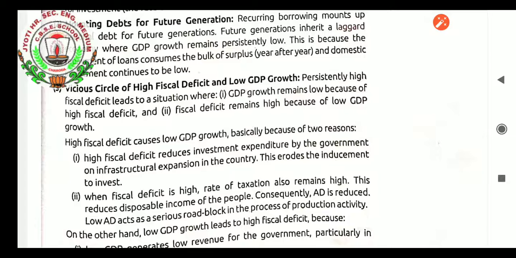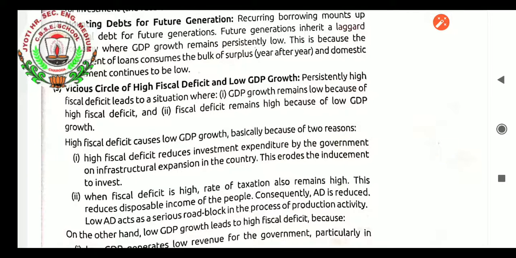Okay, so what we are seeing there: persistently means continuously, when the government is getting a fiscal deficit, year after year the people are doing tax evasion, they are not paying the tax on the given time. What will happen? Revenue of the government will decline year after year, and the expenditure which the government has to make toward the welfare of society, they will not be able to do, because they do not have enough revenue. So what will happen? High fiscal deficit will lead to low GDP growth, as the government will not be able to develop the nation. They will not be able to employ people at the rate at which it has to be done. GDP growth remains low because of high fiscal deficit, and fiscal deficit remains high because of low GDP growth.